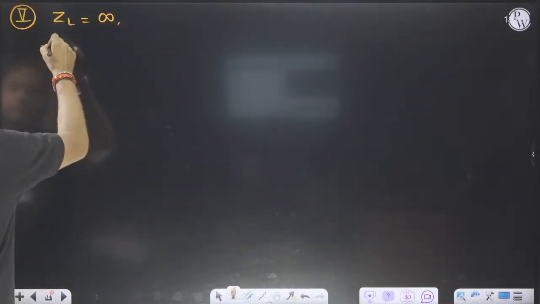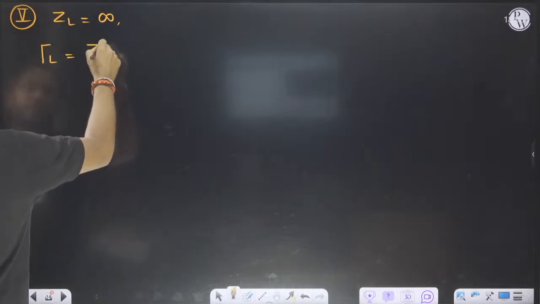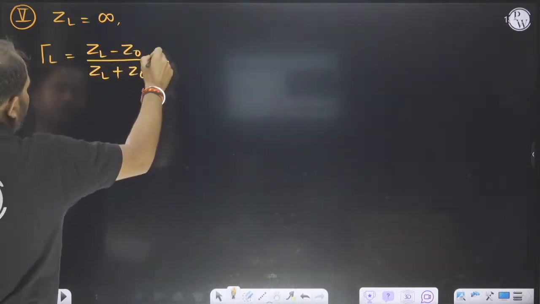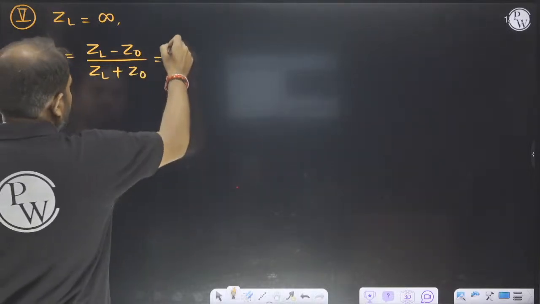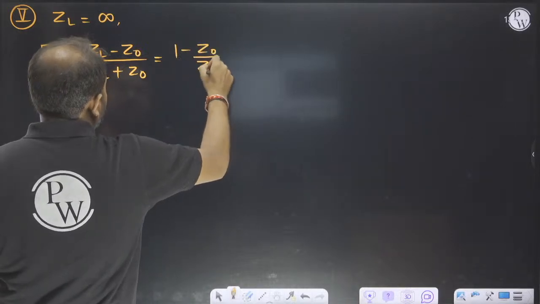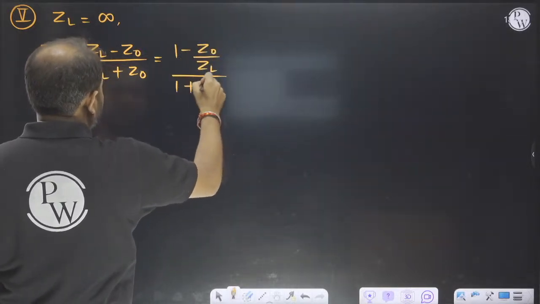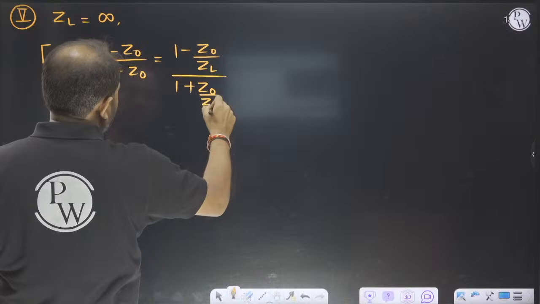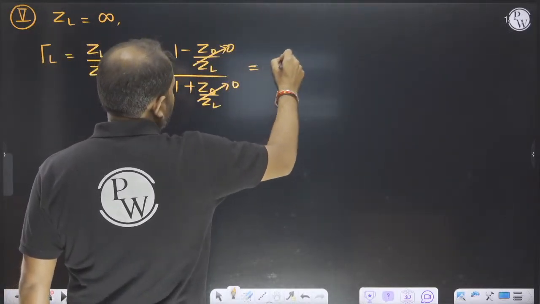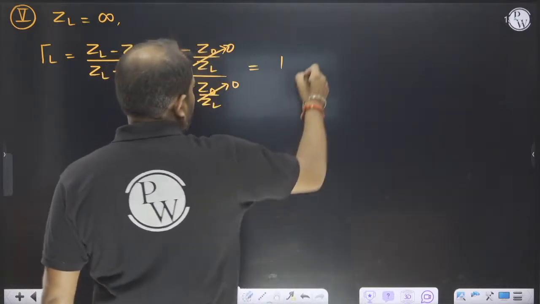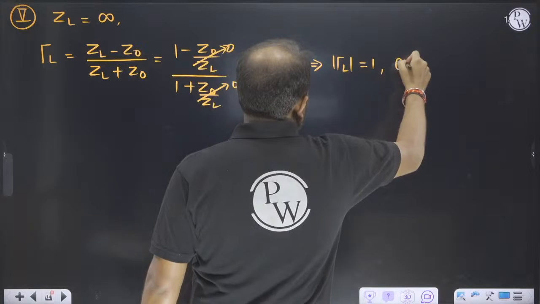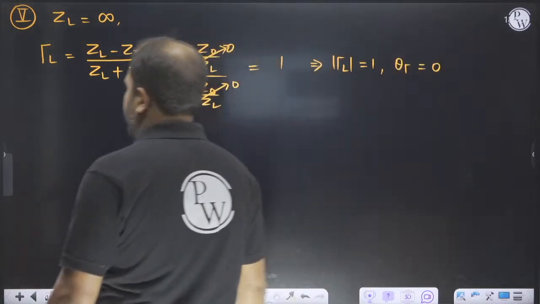So gamma L will be equal to ZL minus Z0 divided by ZL plus Z0. So we cannot calculate the value of gamma L. So what we will do? I will take ZL common: 1 minus Z0 by ZL and 1 plus Z0 by ZL. So it will be 0 and this one is also 0. So it will be 1. So magnitude of gamma L is 1. Theta gamma is 0.